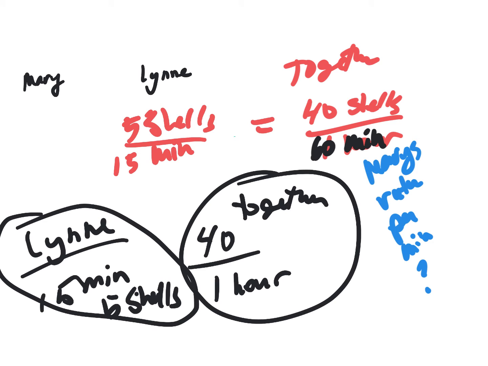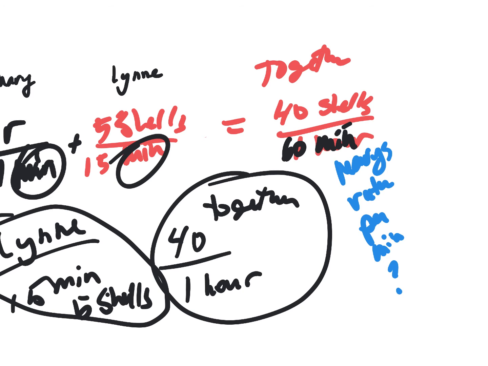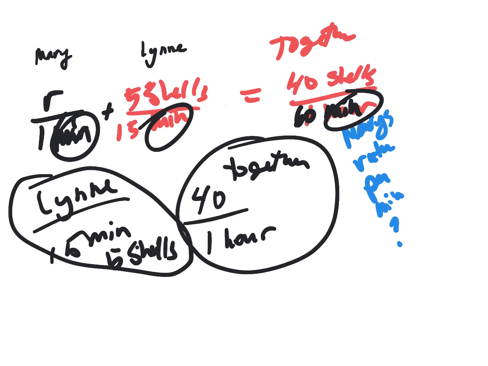Now Mary's rate for 1 hour, I would maybe just use R for rate in 1 hour. Oh, you're right, we didn't say minute per minute. And now, have we got the same units all the way across? Watch for that, because that could really screw you up. And then, if so, I can drop all the units and I just have R, which is the same as R over 1, of course, plus 5 over 15. I can definitely simplify that down.